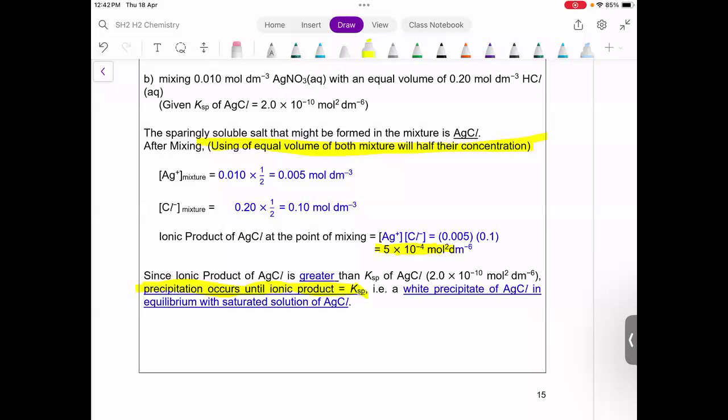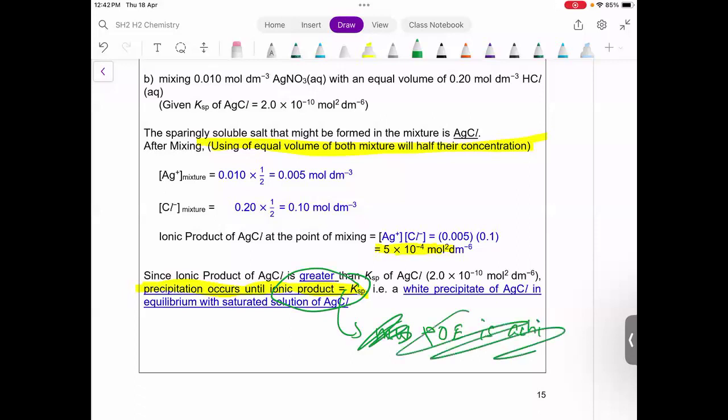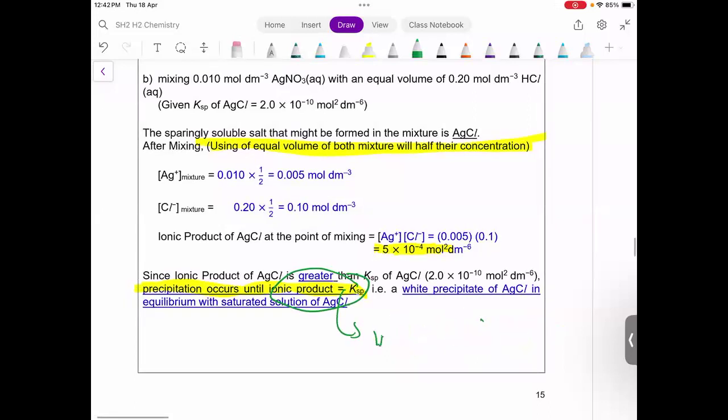So this is when the new equilibrium is achieved. When equilibrium is achieved, your ionic product will be equal to Ksp.